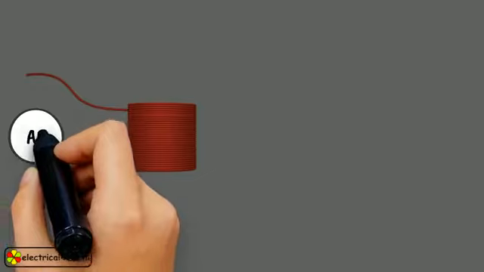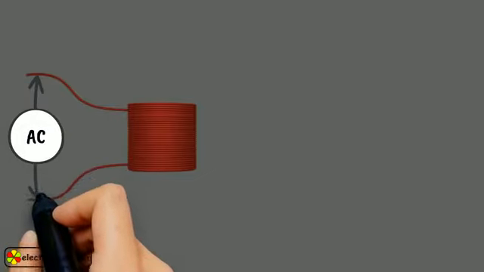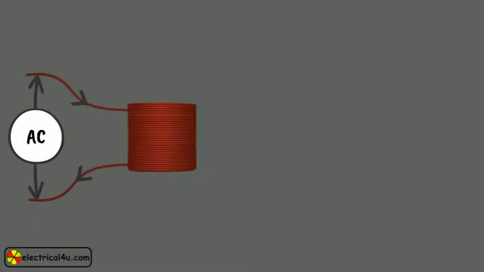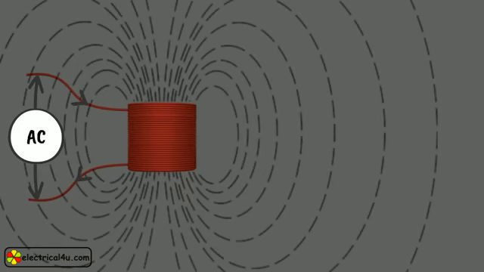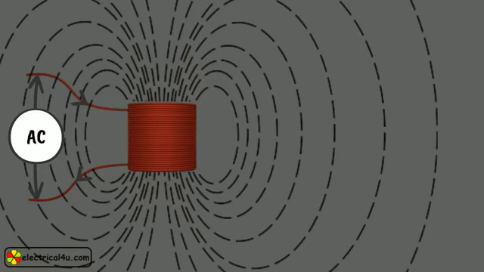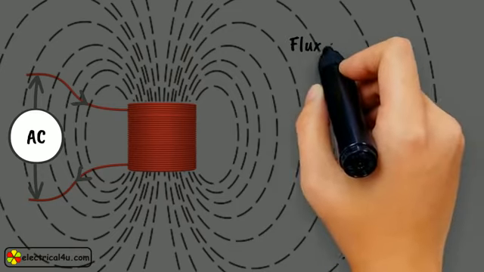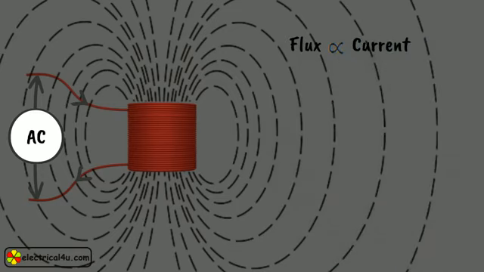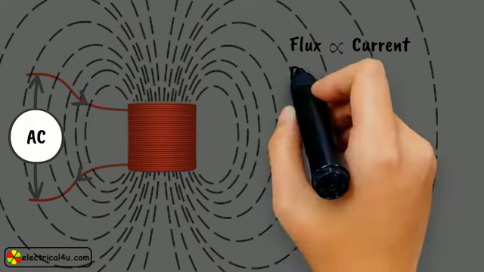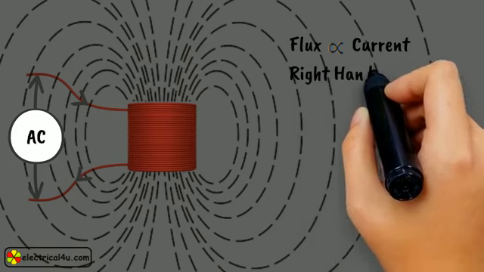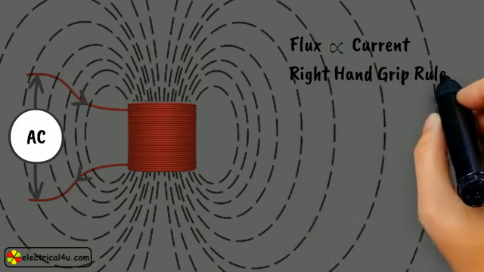When an alternating current is allowed to flow through any of the windings, there will be an alternating flux produced surrounding the winding. The magnitude of this flux is proportional to the magnitude of the current flowing through the winding. The direction of the flux is according to the direction of current. The direction can be found by applying the right-hand grip rule.